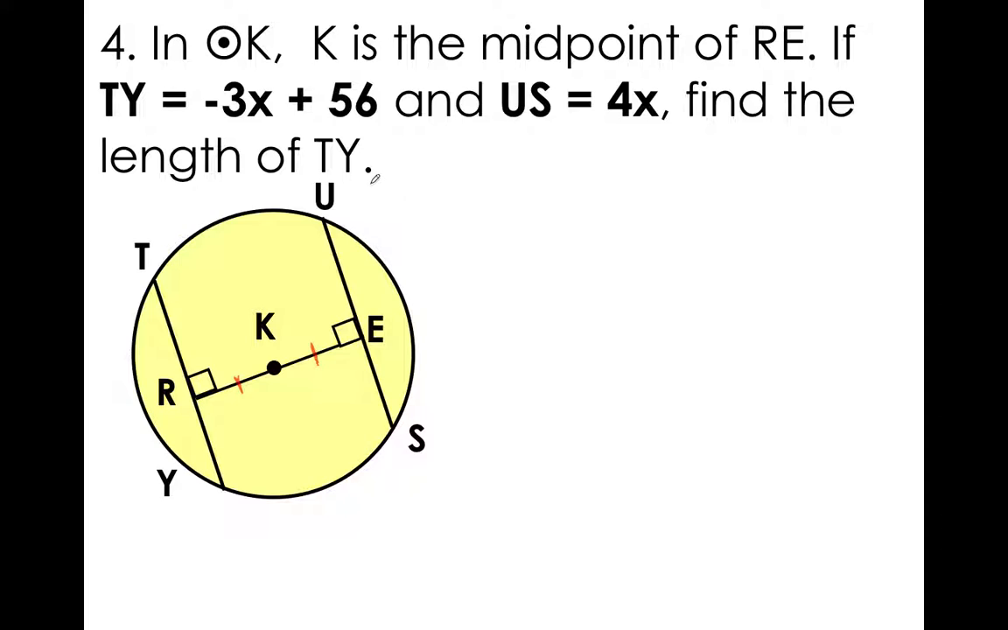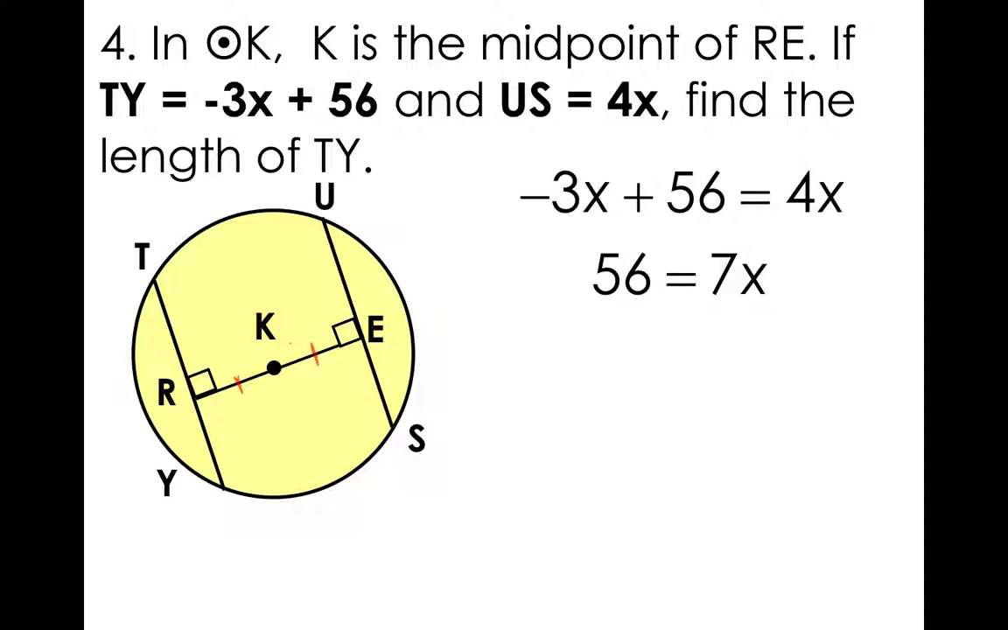Well, remember what the rule said. The rule said that if two chords are congruent in size or in length, then they are equidistant from the center. Okay? And so what I can do right here is I can say negative 3x plus 56 equals 4x. Well, remember the next step says that we will add 3x to both sides. And then the last step says that we would divide by 7. And that's how we get x equals 8.